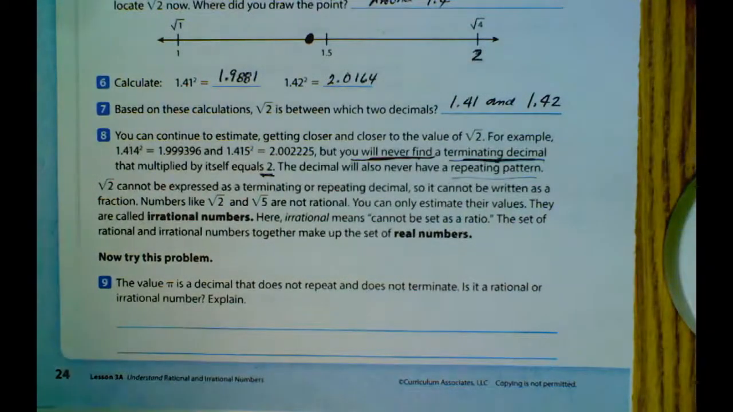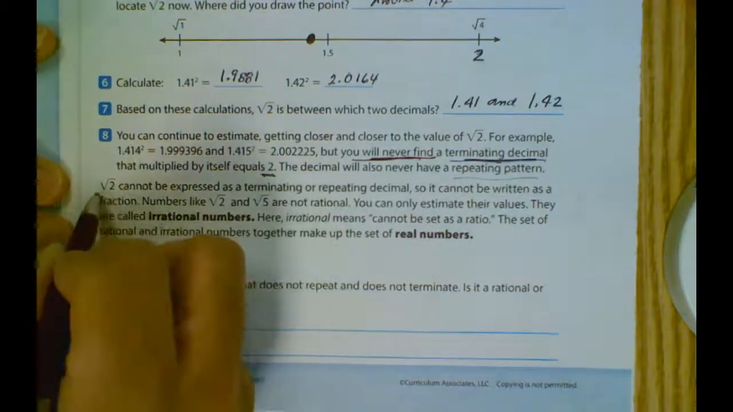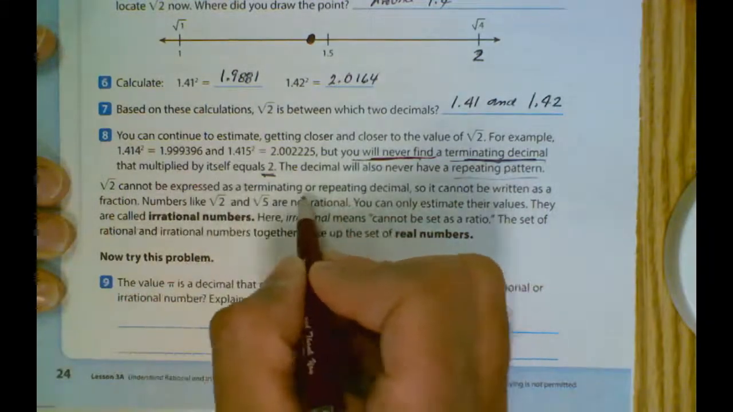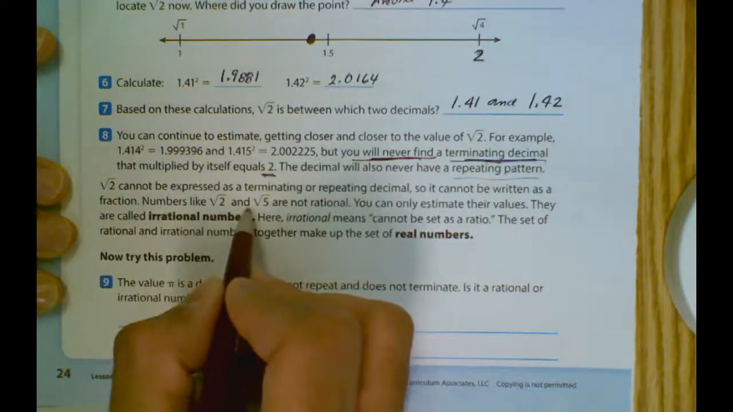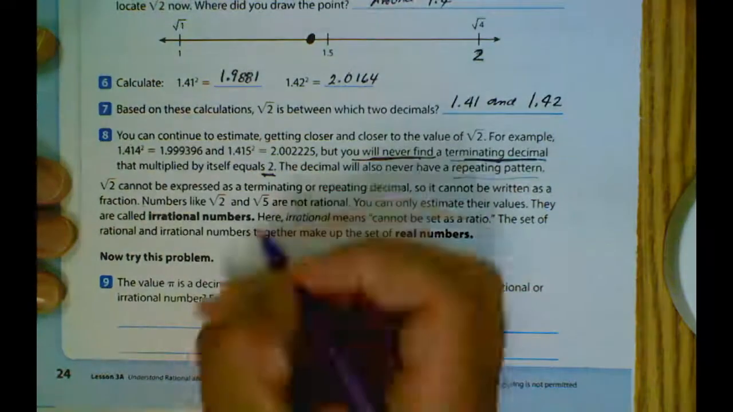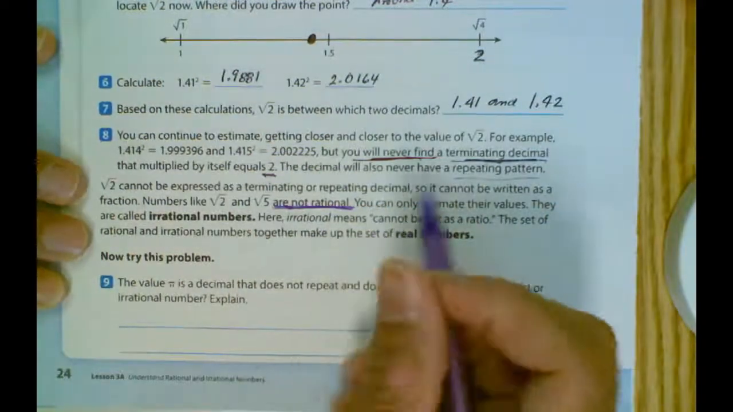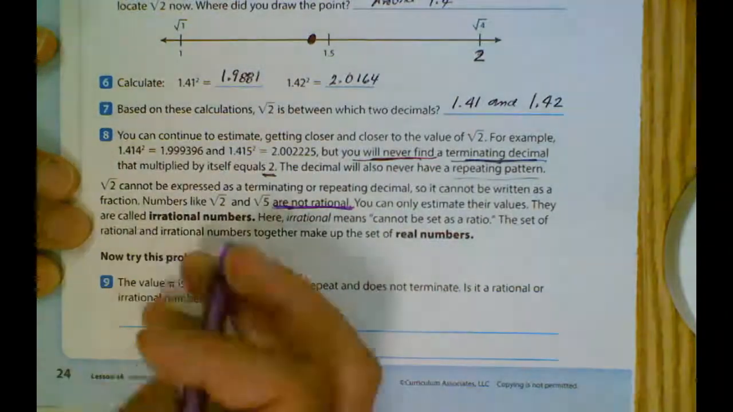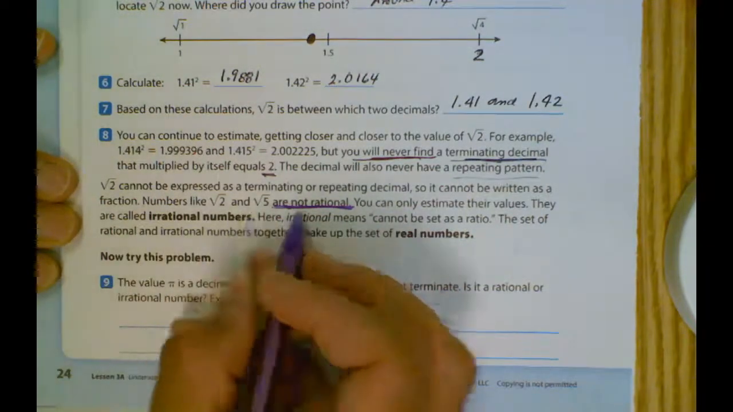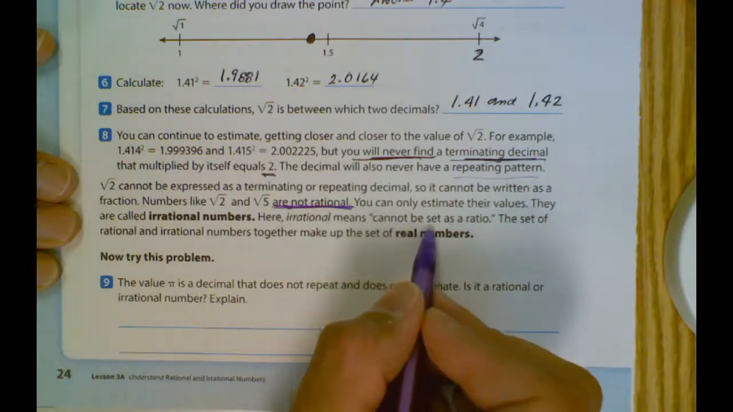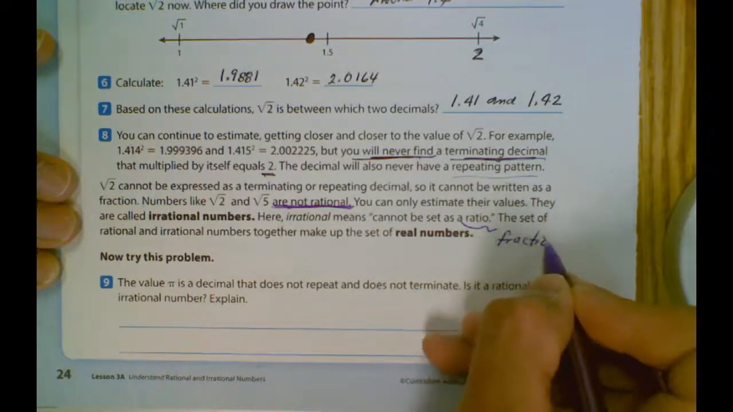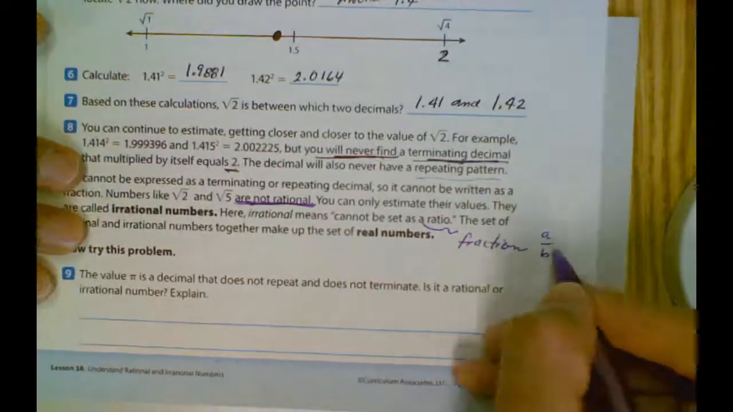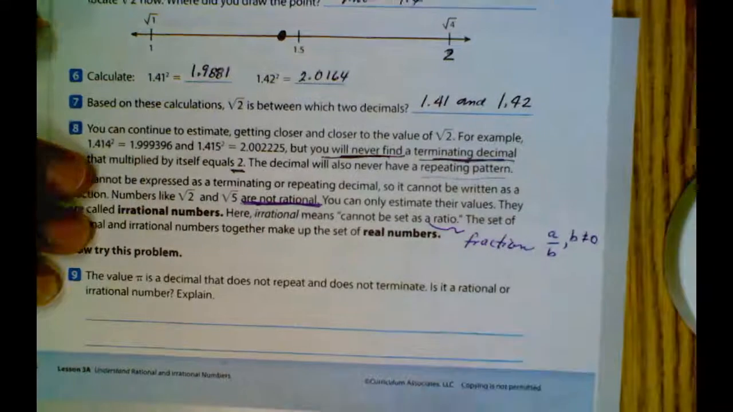So in this case, they are telling me that you cannot make a fraction of the square root of 2. So the square root of 2 cannot be expressed as a terminating or repeating decimal. So it cannot be written as a fraction. Numbers like the square root of 2 and the square root of 5 are not rational. You can only estimate their values. They are called irrational numbers. And it says that irrational numbers cannot be expressed as a ratio or, as I mentioned in class, as a fraction, like A over B, where B is different than 0.